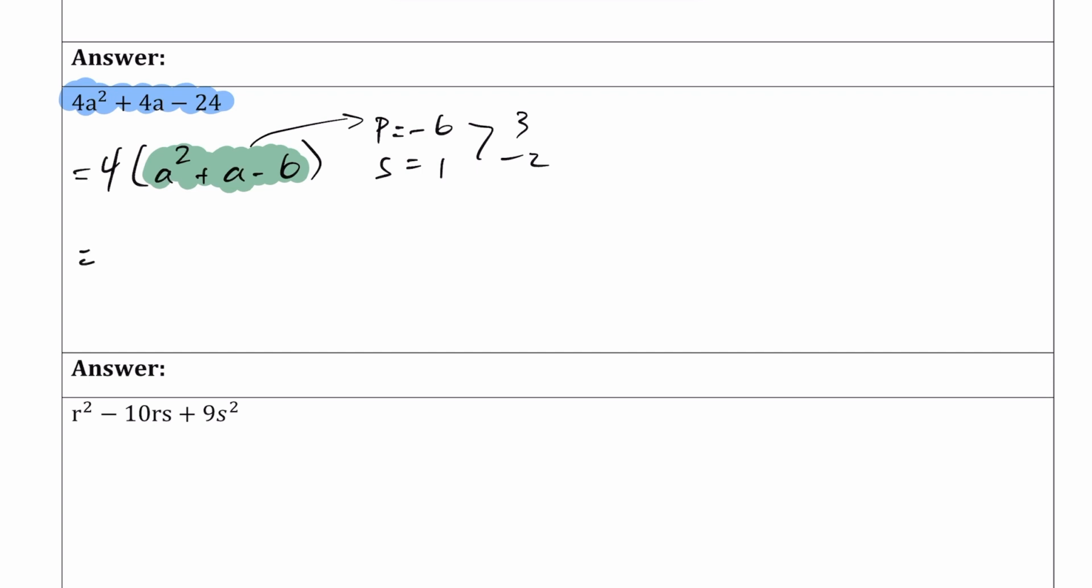So don't forget to write this 4 back down. A lot of times students will forget. So this will be 4, and this should factor into a plus 3 times a minus 2.